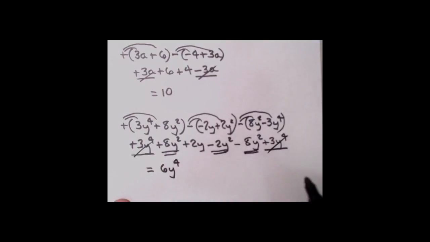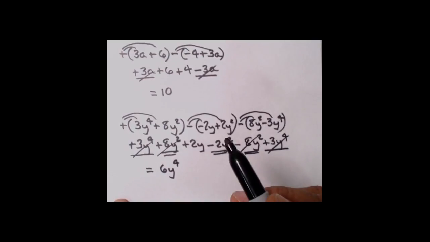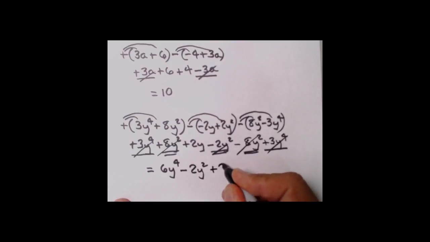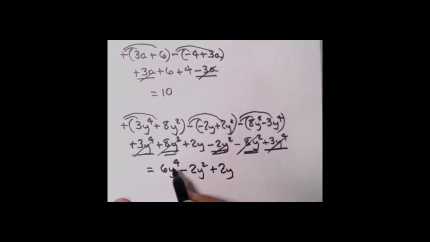Okay, so that's the y to the 4th. We've done those. The y squared. So look at this. Plus 8y squared and minus 8y squared. These two guys are going to knock each other out. So the only y squared that's left over here, minus 2y squared. Okay, well, the only thing left to write down is plus 2y. So there it is, and I do have it in descending order of the powers.